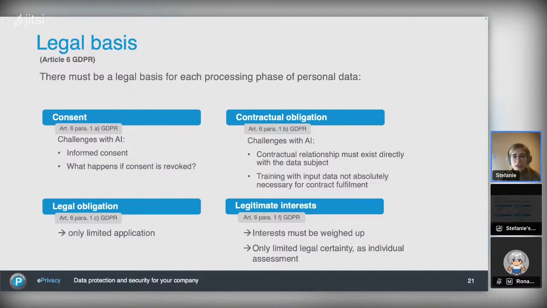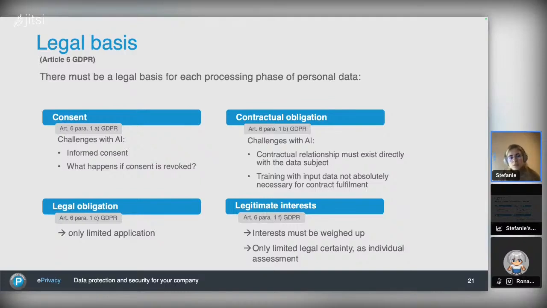Same as legal obligation. This is also not something we can use because we are not legally required to do this processing. The next one is legitimate interest. This is the interest that the company has in the processing activities.